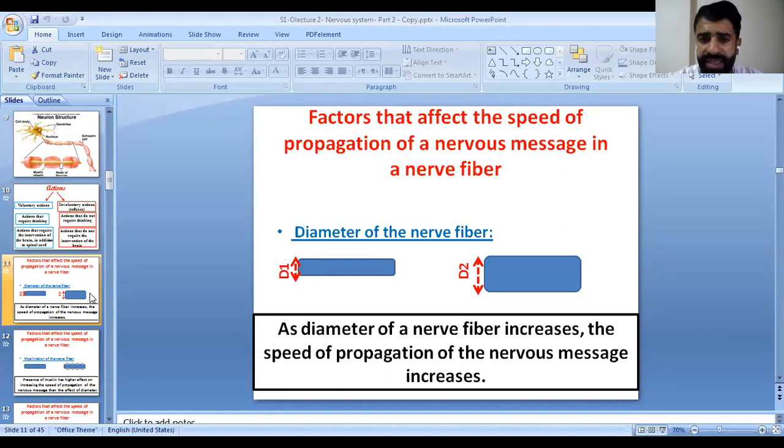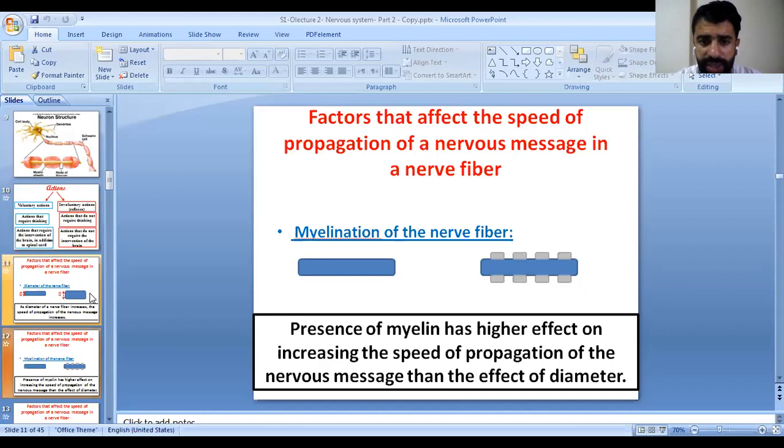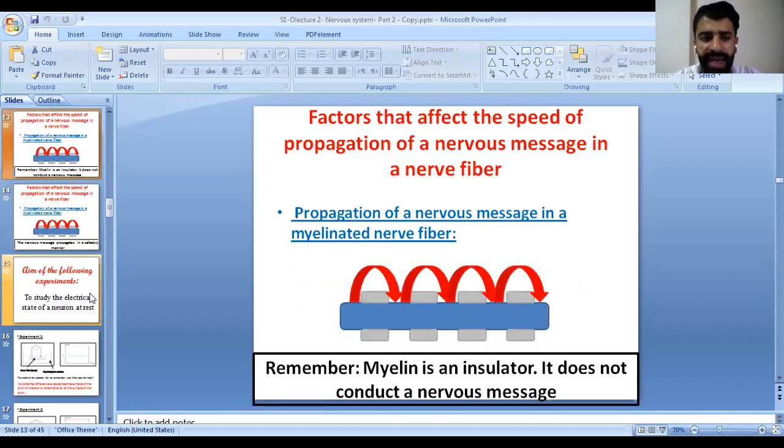Factors that affect the speed of the propagation of the nervous message. First, we have the diameter. As the diameter increases, the propagation speed of the nervous message will increase as well. Myelination: the presence of myelin has a higher effect on increasing the speed than the effect of the diameter. Myelin acts like an insulator. It doesn't conduct a nervous message, but it allows the message to move faster by jumping. This is called saltatory movement.